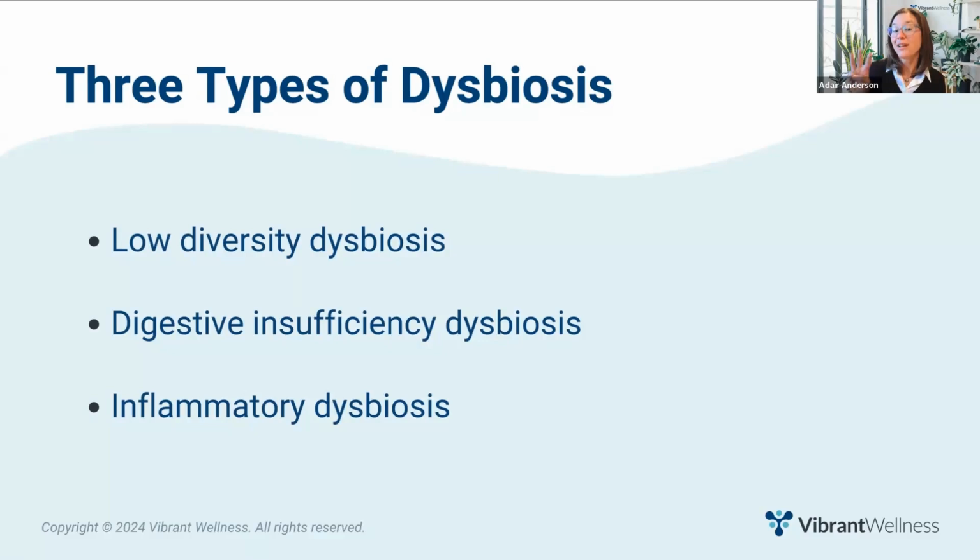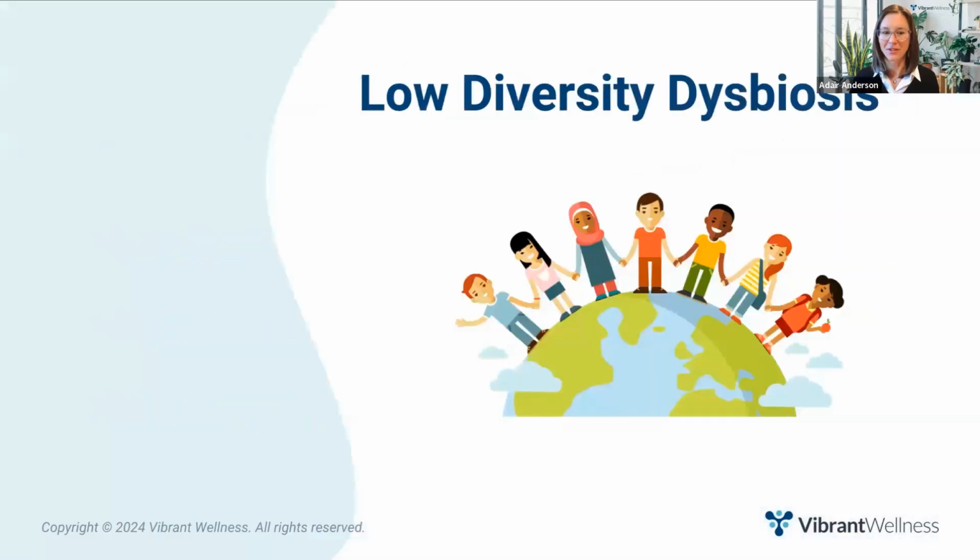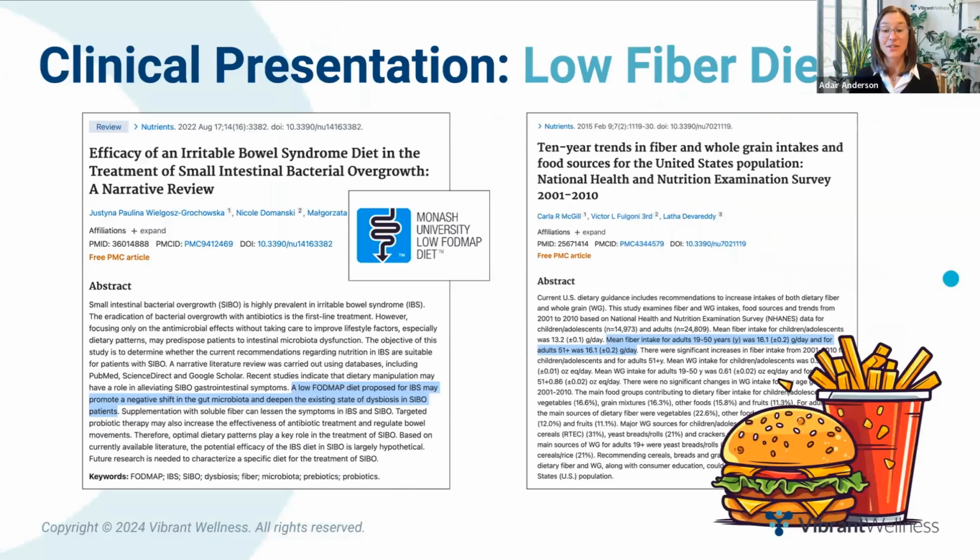Here are the 3 types of dysbiosis I see most often: low diversity dysbiosis, digestive insufficiency dysbiosis, and inflammatory dysbiosis. Let's start with low diversity dysbiosis. Low diversity dysbiosis is usually the result of starving or destroying your commensal microbes. Knowing that, can you think of how a client with low diversity dysbiosis might present?